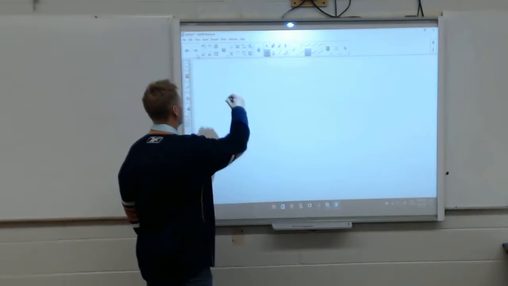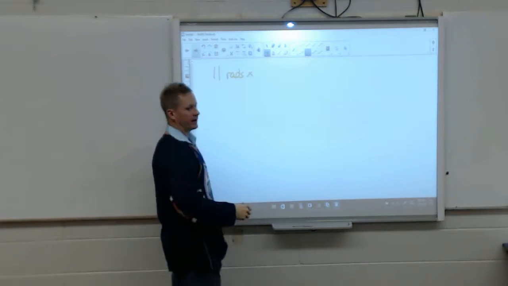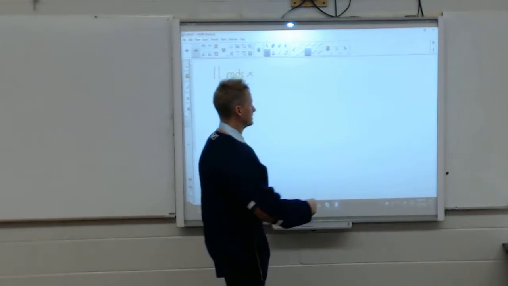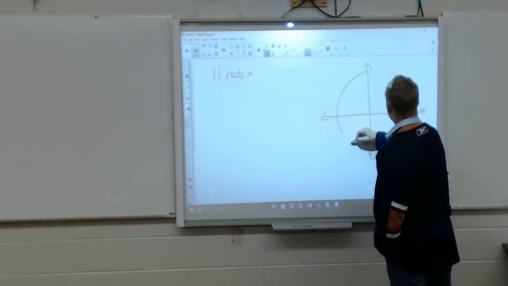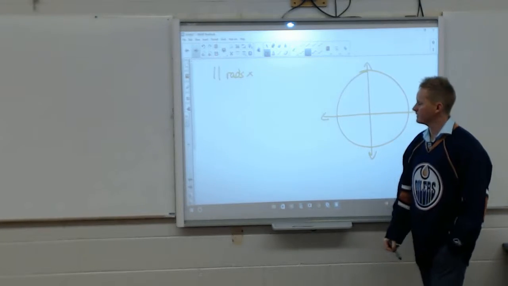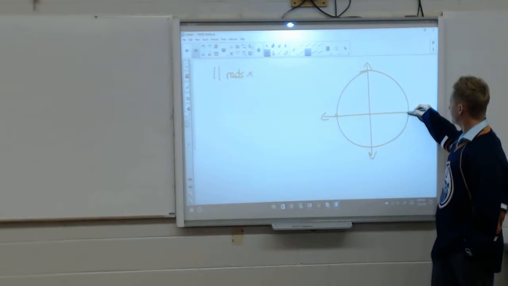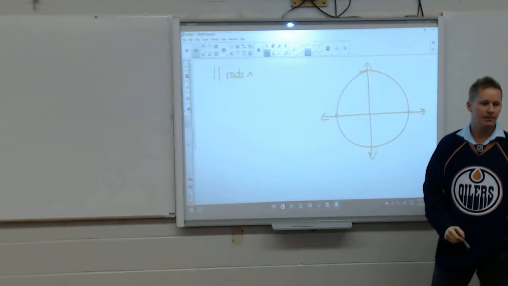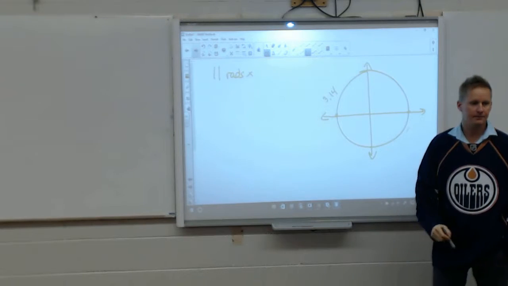For example, 11 radians. And we want to find out how many degrees 11 radians is. Well, let's estimate it first, because that's what it actually asks you to do. Let's find out where 11 radians is. How many radians is it to here? From there around to here. How many radians? Pi? So approximately 3.14, right?